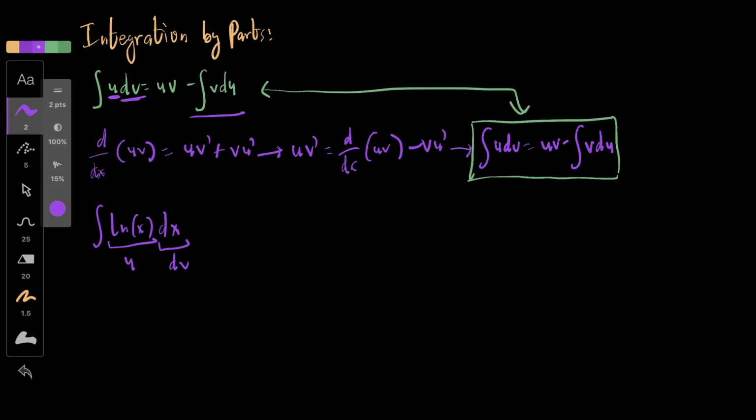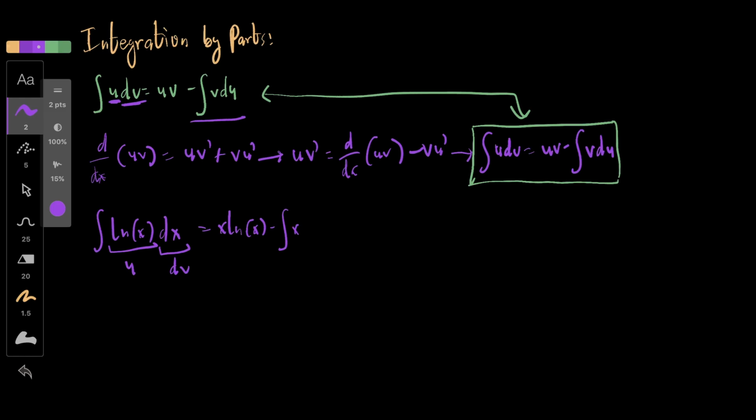So let's integrate this. Now, what we have here is uv, and integrating dx just gives us x, so x ln x, minus the integral of v, so x, times du. And if you've seen my differentiation series on calculus, you would know that the derivative of ln x is 1 by x dx.